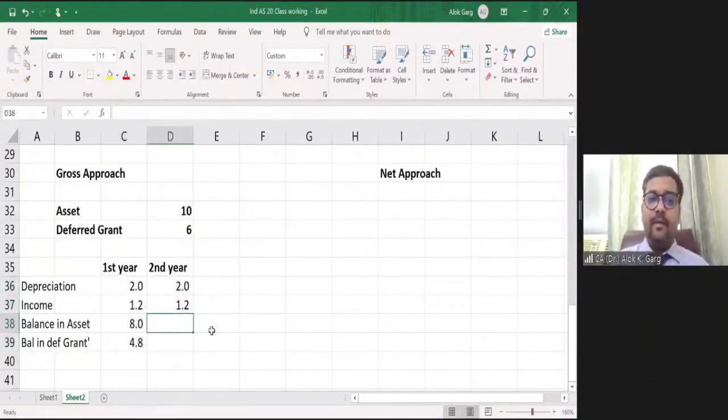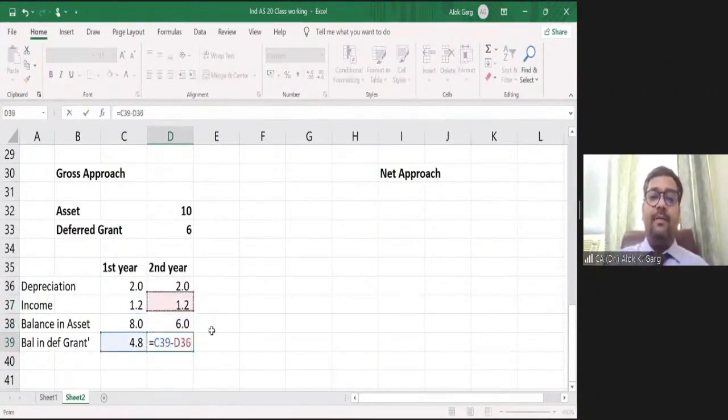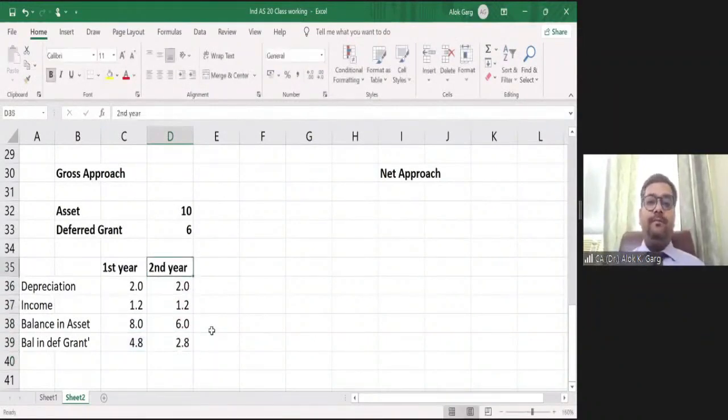In the second year, the balance in asset account is 8 minus 2, and the balance in grant account is 4.8 minus 2. So now we have to discuss the third year.